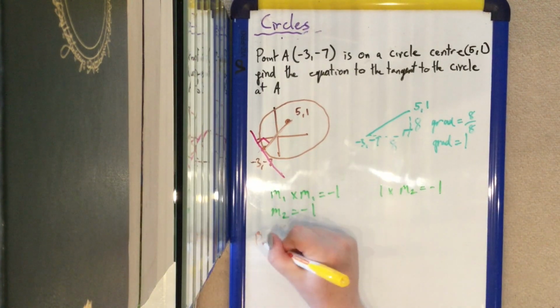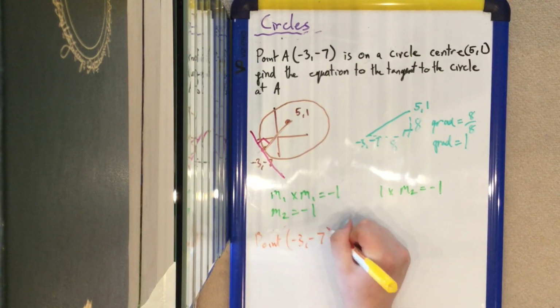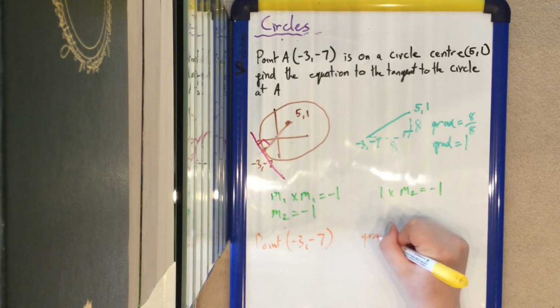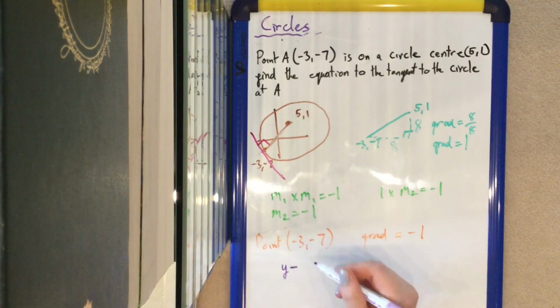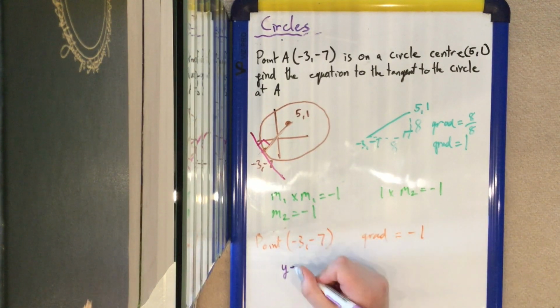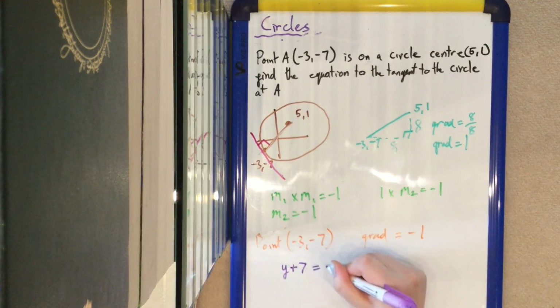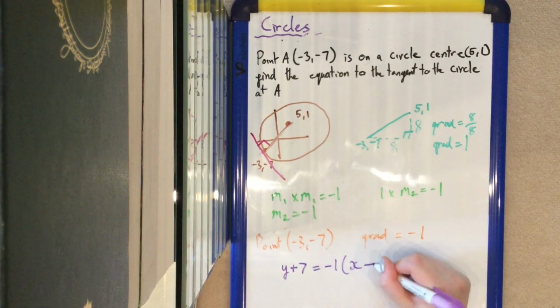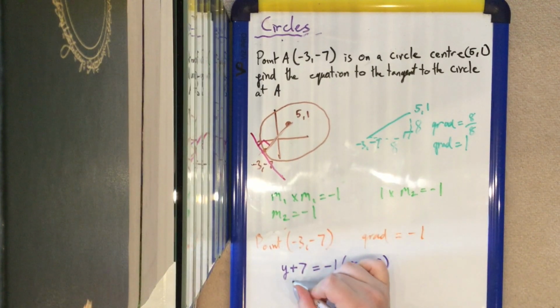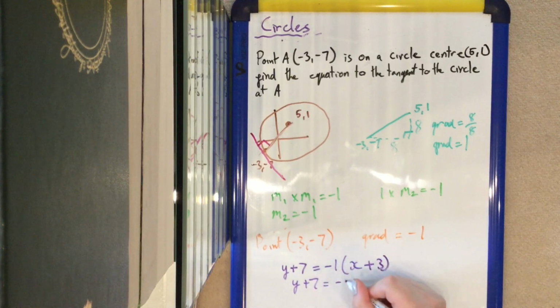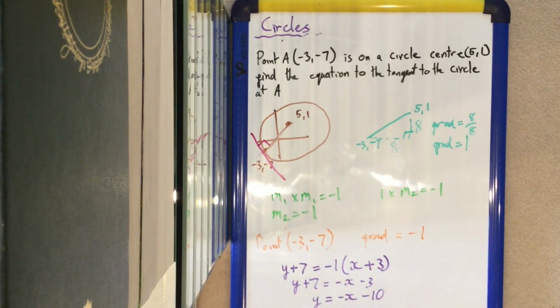I now know a point on the line, -3, -7, which was given in the question, and I know the gradient of the line, which is -1. I can now form the equation of this tangent, because y minus y1, which in this case is -7, so y plus 7, is -1 lots of x minus x1, and in this case that's -3, so x plus 3. So y plus 7 equals -x minus 3, expanding that bracket, and moving everything to one side, y equals -x minus 10 is the equation of that tangent.